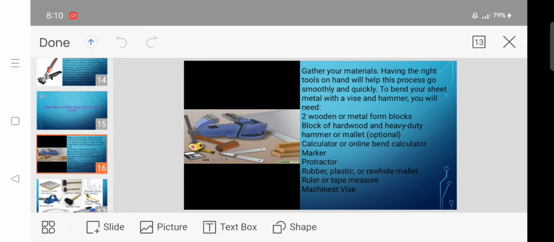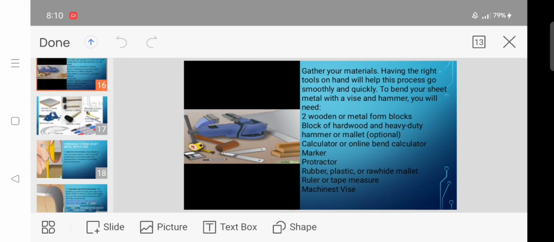To bend your sheet metal with a vise and a hammer, you will need two wooden or metal form blocks, a block of hardwood and a heavy-duty hammer or mallet, a calculator or online bend calculator, a marker, a protractor, a rubber, plastic or rawhide mallet, a roller or tape measure, and a machinist vise.